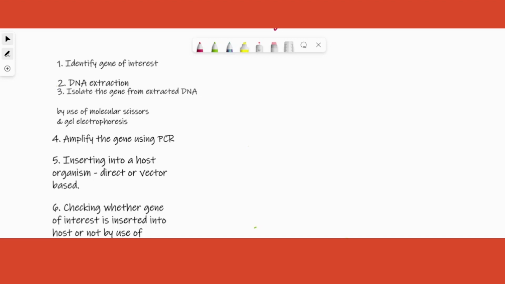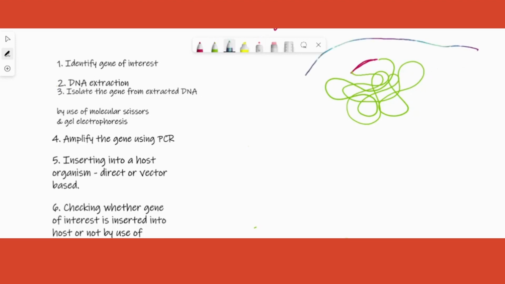Okay, so let us say I have identified an antibiotic resistance gene, and this is found in one organism, let's say bacteria, in its genetic material. This is the bacteria, which has genetic material. Inside the genetic material of the bacteria is your gene of interest, and the example we have taken is the antibiotic resistance gene. Okay. So what do I do after I identify my gene of interest?